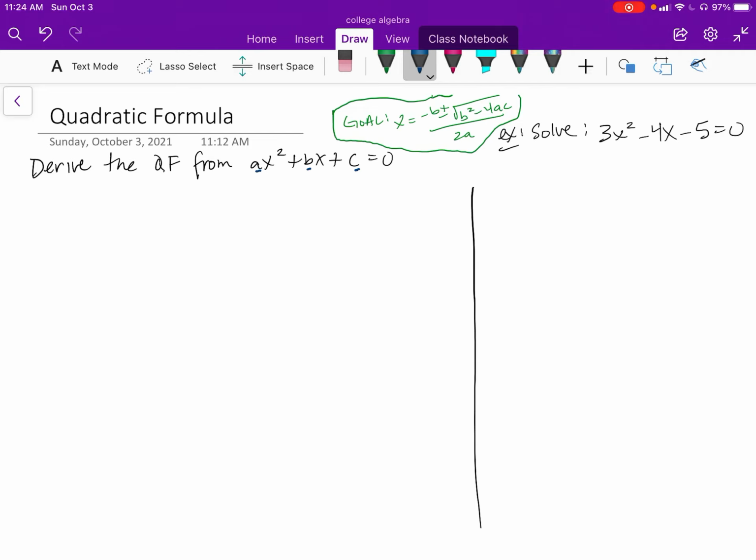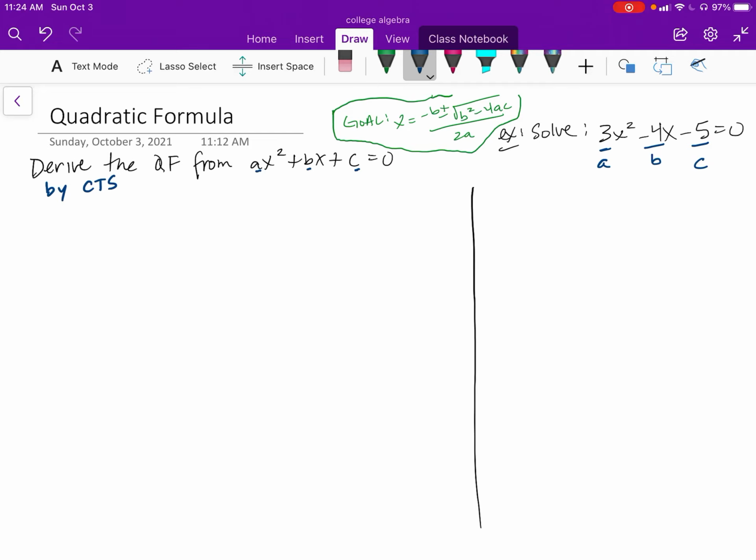So the example over here, we could just use the quadratic formula, right? Plug 3 in for A, -4 in for B, -5 in for C. But I'm going to use this process of deriving the quadratic formula with that. So we're actually going to complete the square because that's how the quadratic formula is derived. So I'm just going to put CTS, by completing the square. Completing the square with an A term gets a little ugly. So I'm actually going to start with the example and then move to the left of the generic.